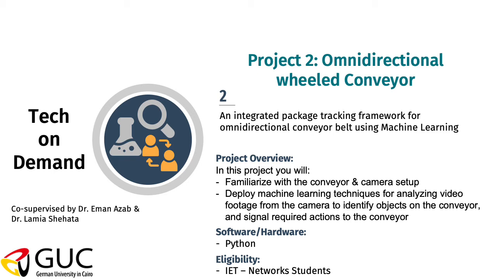However, the model did not reach high accuracy, so we still need further work to be developed on the video footage captured from the camera in order to identify the packages and signal this information to the conveyor. So this project is mainly doing the same task but with a different tool. The previous one using computer vision techniques, this one using machine learning techniques.